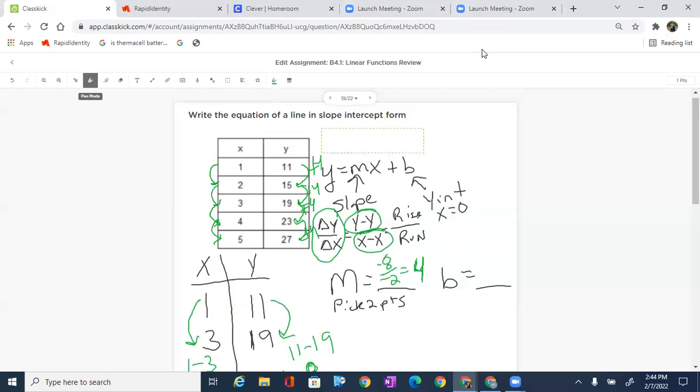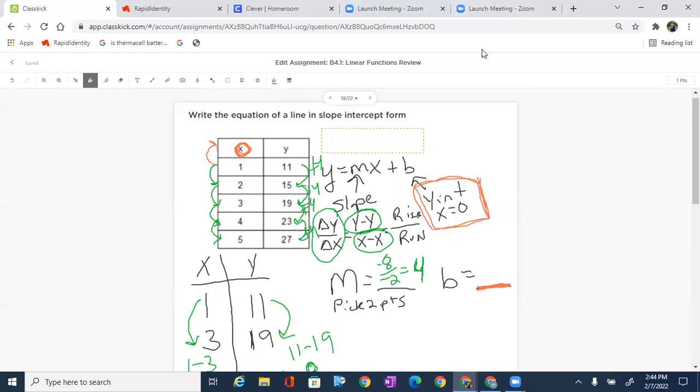Now, the one last thing we need to do is find the y-intercept to write this equation. The important part to remember is the y-intercept is when x equals 0. But you'll notice on this table, there is no 0. So I'm going to add it, I'm going to put a 0 right here into that section. And we're going to have to go back a step.